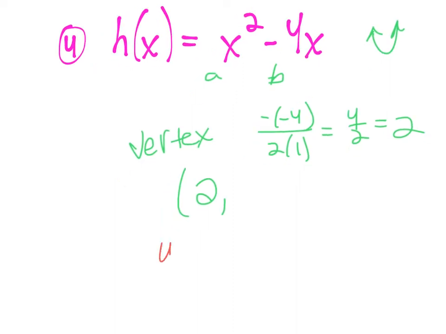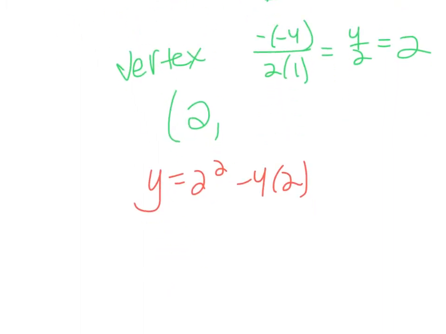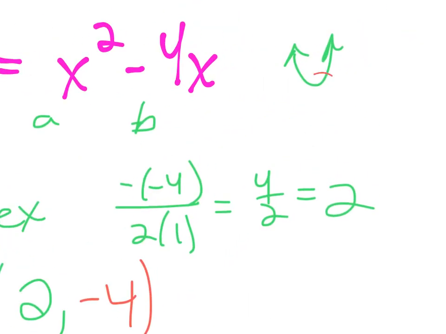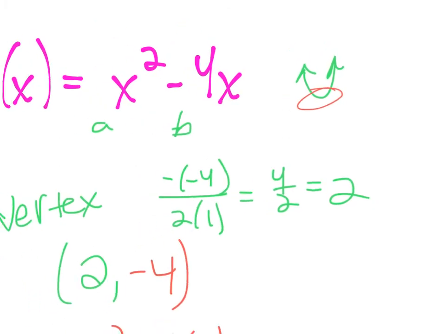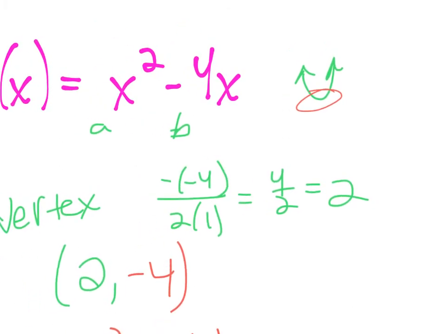So I'm going to say y equals 2 squared minus 4 times 2. What is 2 squared? 4. Minus what? 8. So y equals -4. Everybody with me? Axis of symmetry. X equals 2. Good. Maximum or minimum? Which way does it open? Up. So there's a minimum at y equals -4. Good.